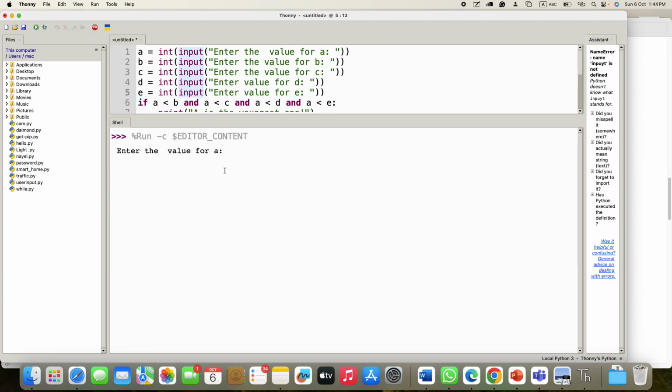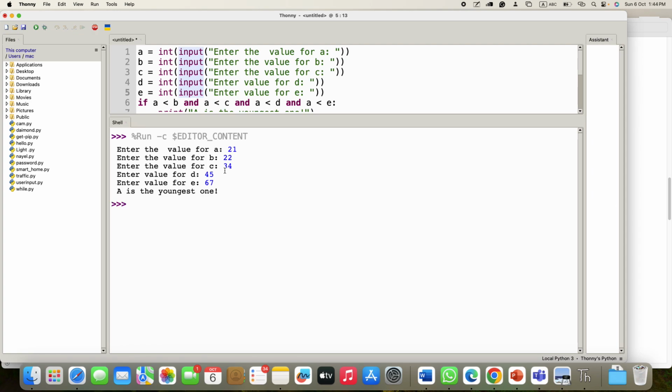All right. So here we are. Age is 21, 22, 34, 35, 67. Yes, A is the youngest one. Is that true? Yes, because it is. So this way, the program basically finds the youngest one.